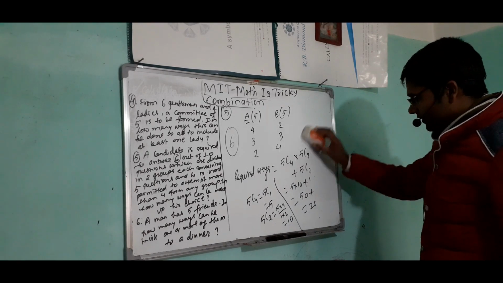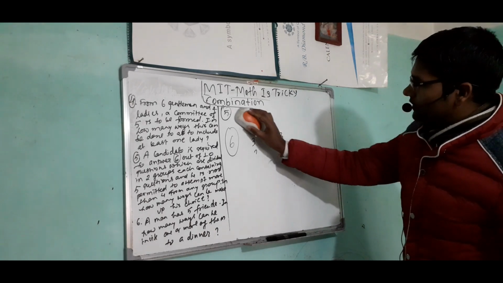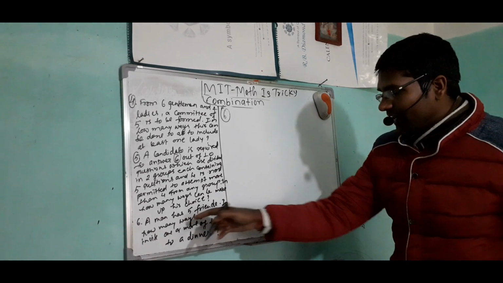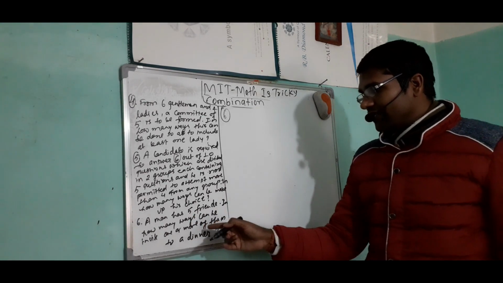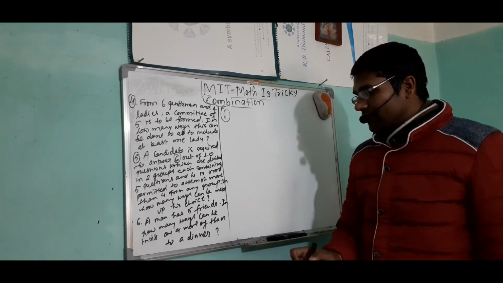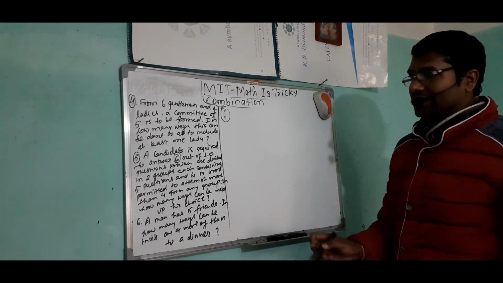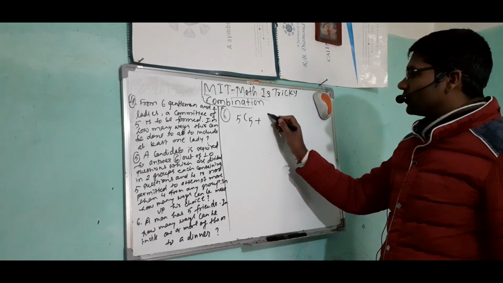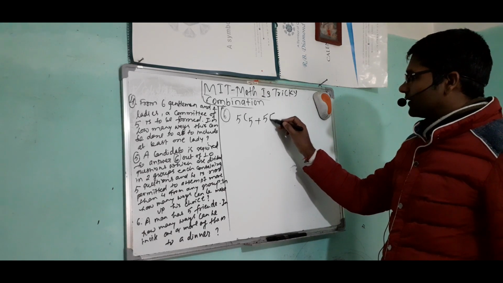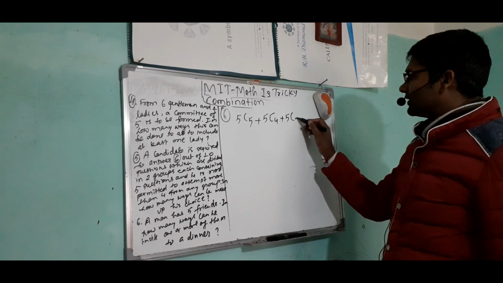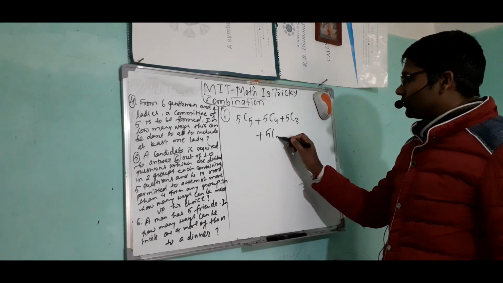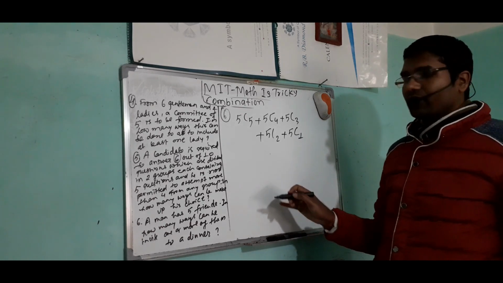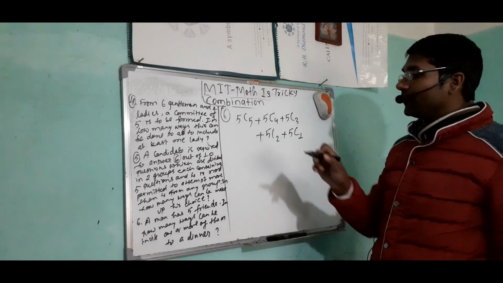Let me solve another question. Question number 6 is here. A man has 5 friends, in how many ways can he invite one or more friends to a dinner? So solution will be, out of 5 he can invite 5, out of 5 he can invite 4, out of 5 he can invite 3, out of 5 he can invite 2, out of 5 he can invite 1. One or more means minimum one will be there. So 1, 2, 3, 4, 5 all can be invited.